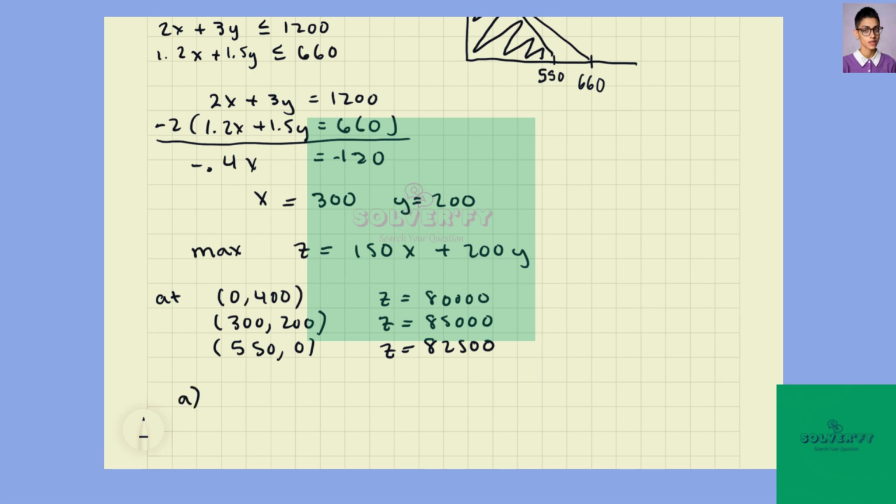So to answer A, our max of A and B is going to equal 300 and 200. And the profit Z is going to equal $85,000.